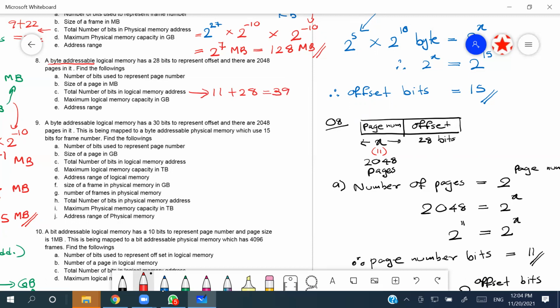Maximum logical memory capacity in gigabytes. So that is easy. How are we going to do that? This is going to give us 2 to the power total bits. Right, and it gives us what? 2 to the power 39 bytes.